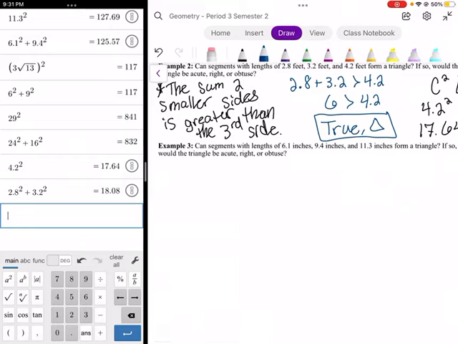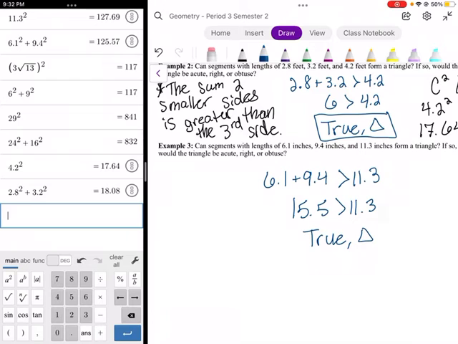So for this one, we're following the same steps as our last example. We're first going to determine whether or not this can form a triangle, not a right triangle. And if we were to add these two smaller sides together, we would get 15.5 is greater than 11.3, which is true, so we know this forms a triangle.